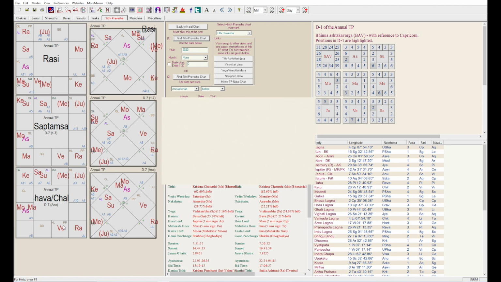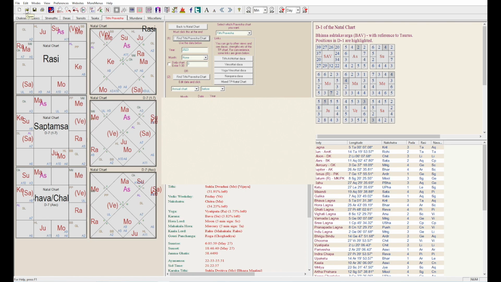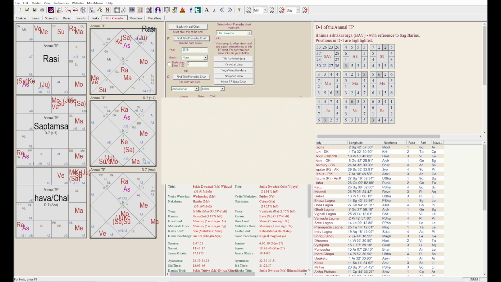So when we compare the 2 annual charts, obviously the annual chart which promises delivery of the baby is stronger than the annual chart of conception. Now let me take up the second example. This female conceived in the annual year of 2019 and then delivered in the annual year of 2020. So I'll be putting up the annual charts of both the years. 2019 first.